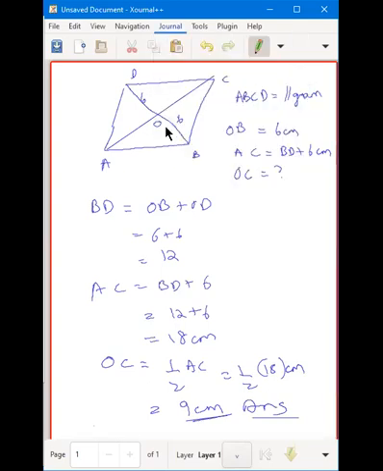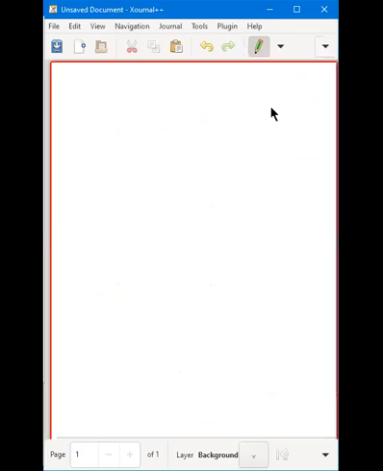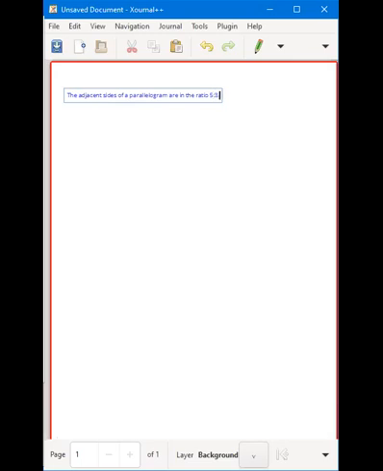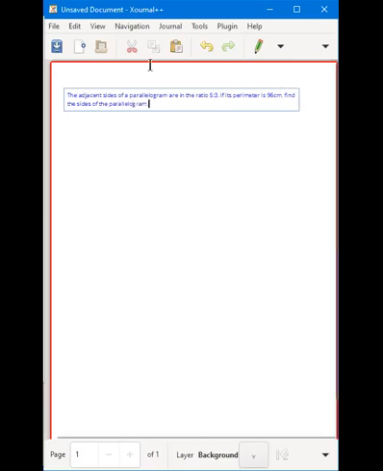Do one more. These are all property-based questions. The adjacent sides of a parallelogram are in the ratio 5:3. If its perimeter is 96 centimeters, find the sides of the parallelogram. Come on, quickly solve this. Just for reference purposes, so that you take the correct sides.